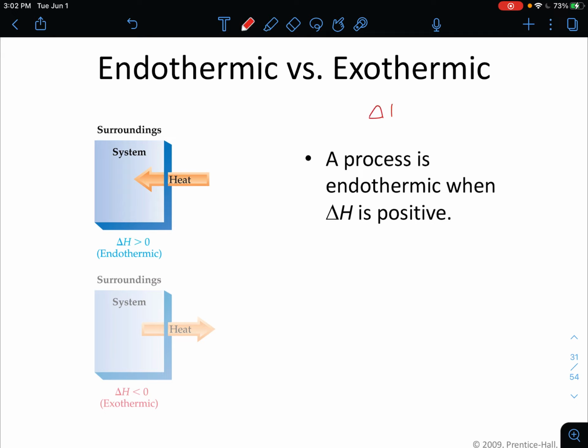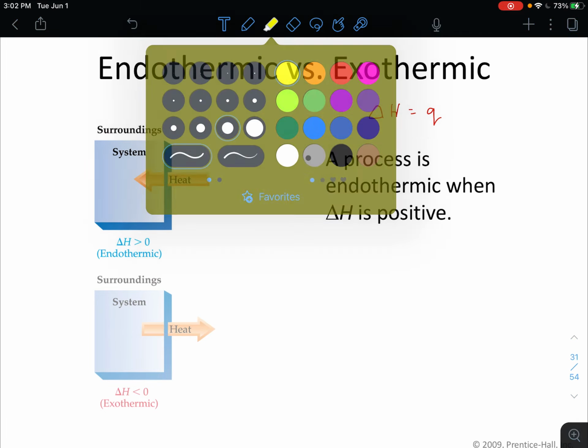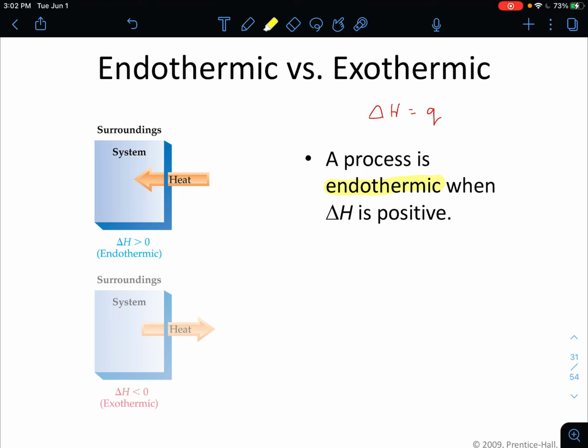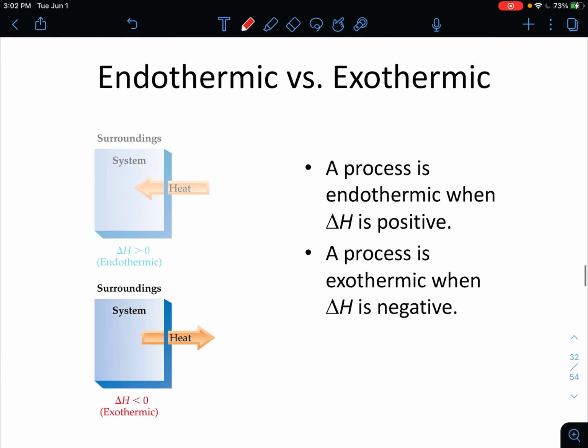Now we are correlating the enthalpy change delta H with Q. That allows us to connect the endothermic, exothermic terminology with the enthalpy change. A positive enthalpy change results in an endothermic process, and that still corresponds to endo being inward, heat flowing from the surroundings into the system. On the other side, a process is exothermic when delta H is negative, and that means heat is flowing out of the system into the surroundings.